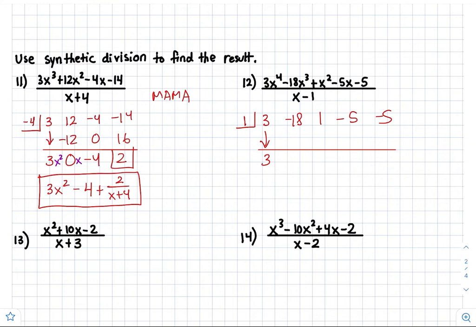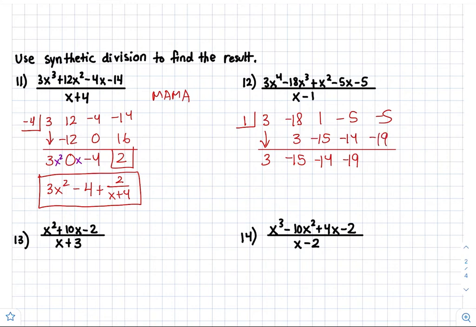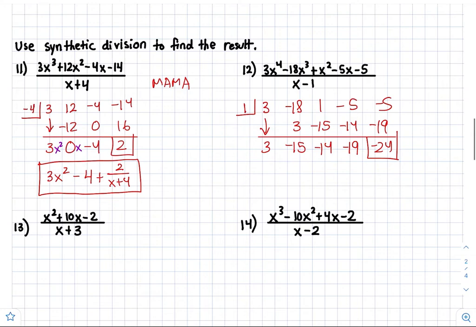3 times 1 is 3. You add these, negative 15. Negative 15 times 1, negative 15. You add those, negative 14. Negative 14 times 1, negative 14. Add, negative 19. Negative 19 times 1, negative 19. You add, negative 24. So we have a remainder.